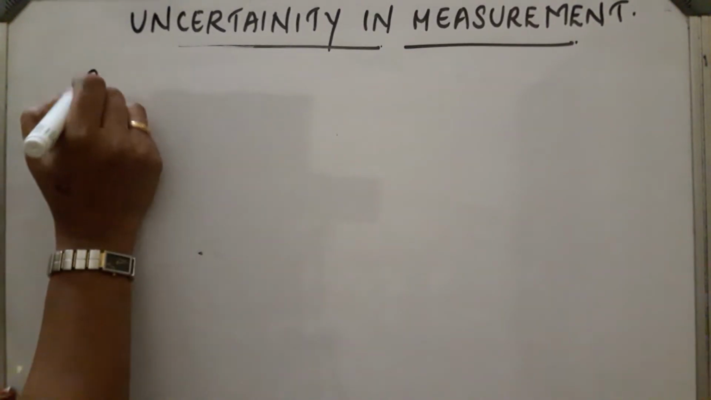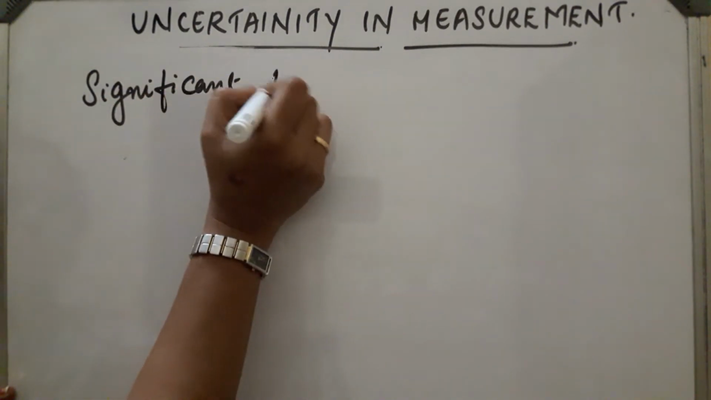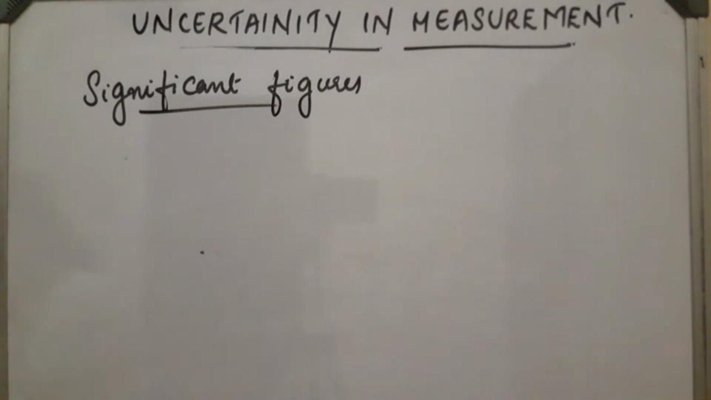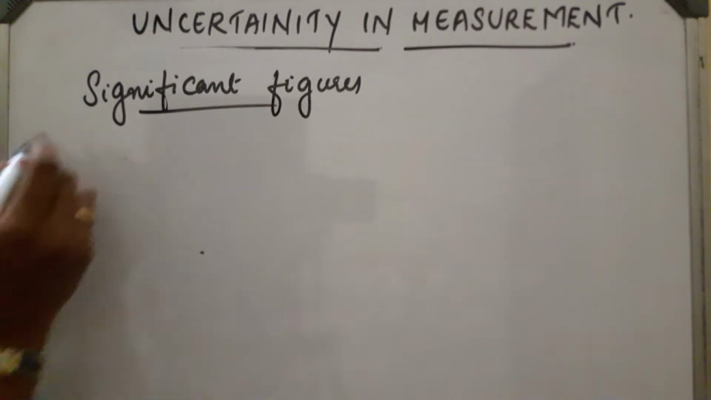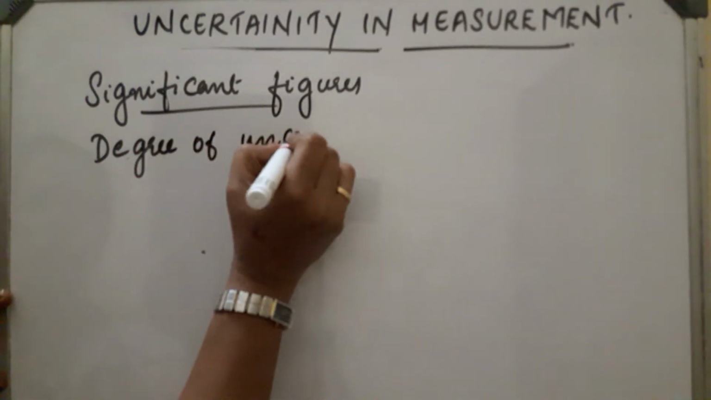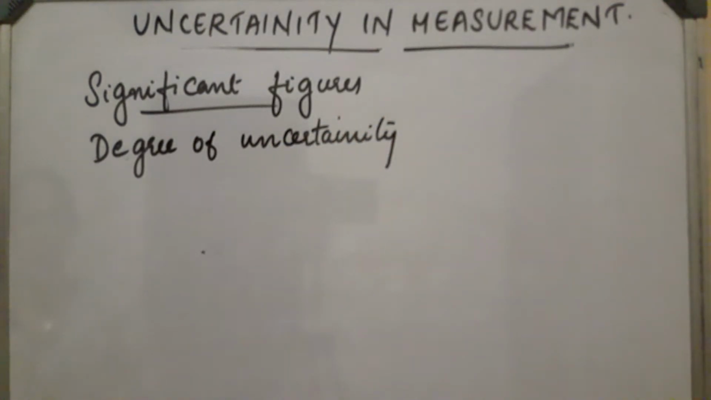Next is significant figures. Scientific measurements involving some measuring devices have some degree of uncertainty. That is, if you are doing the same experiment with the same device 3 or 4 times, we can see that there is a slight change in the values. This is called the degree of uncertainty. There is uncertainty in the value.